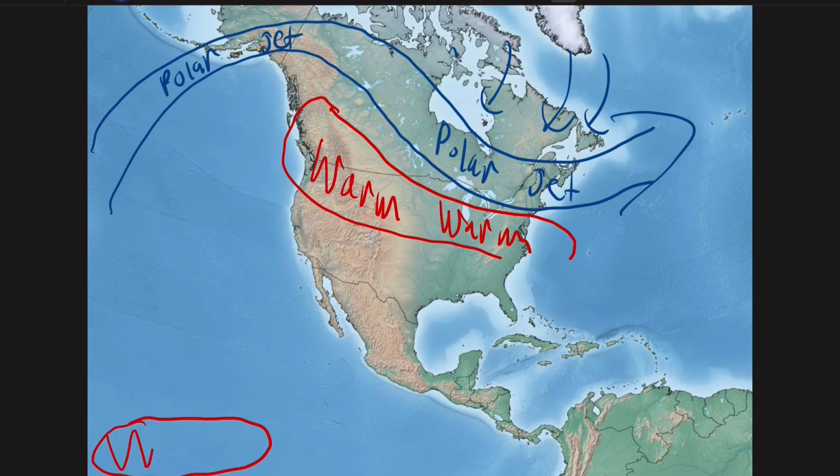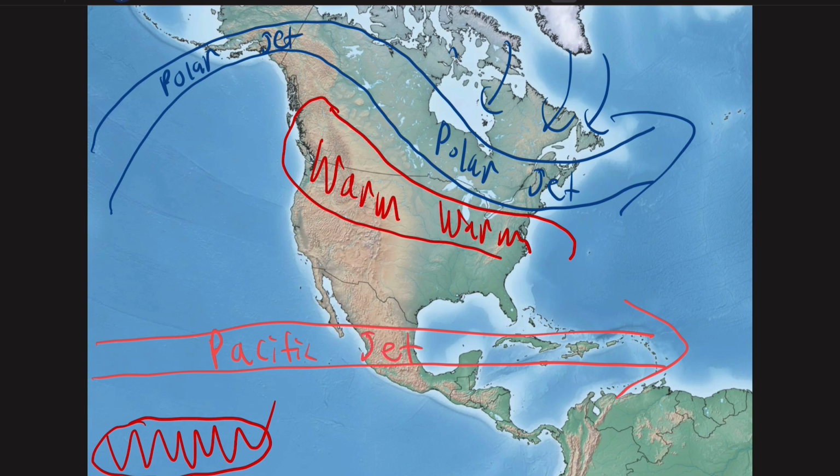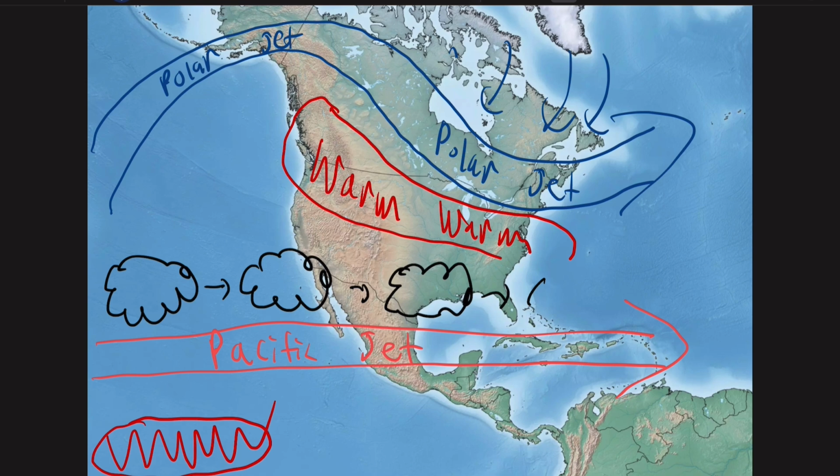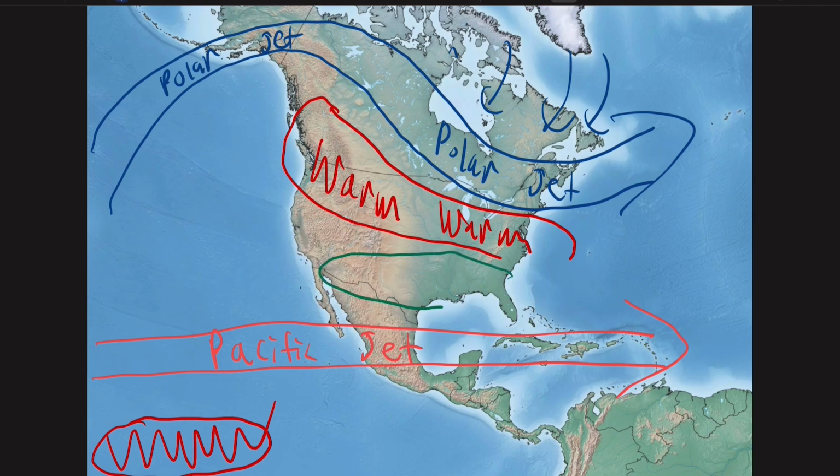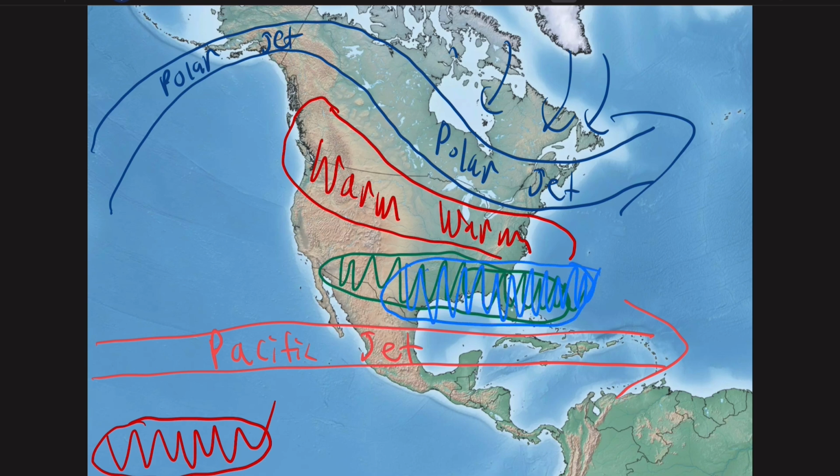The warm waters in the Nino 3.4 region also cause the Pacific jet to shift south. Storms that form over these warmer waters then travel along this jet. This leads to a wetter winter across the southern US, specifically in the southeast. This also leads to them experiencing a cooler than average winter.